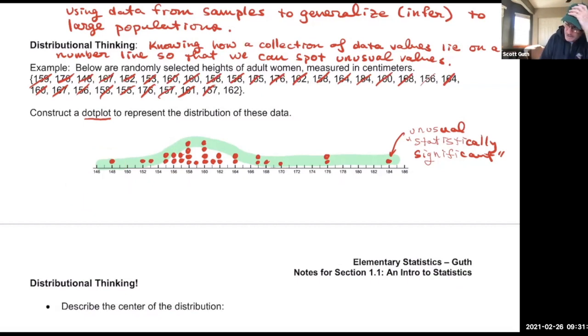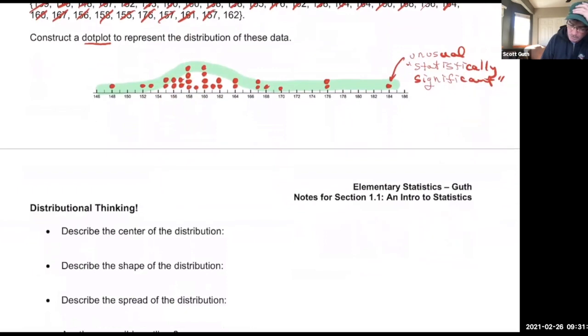I'm just kind of saying, you know what, these values, clearly this 184 centimeter woman, she's super tall, and in a way that I would say is just really unusual. She's so far from everybody else that you think, okay, she's just really standing out. She's special in that way? Of course, everybody's special, but she's super tall.